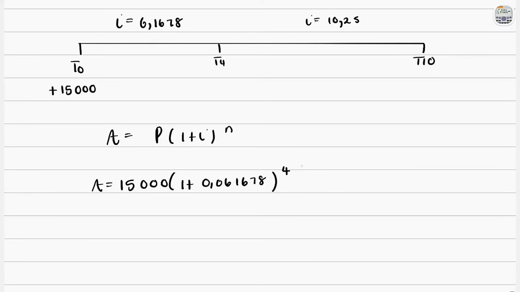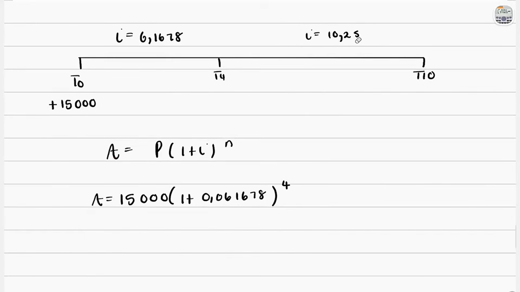So now the next interest we had was 10.25, right? You're not saying plus, because no money is going in again. It's just one deposit of 15,000 and that's it.